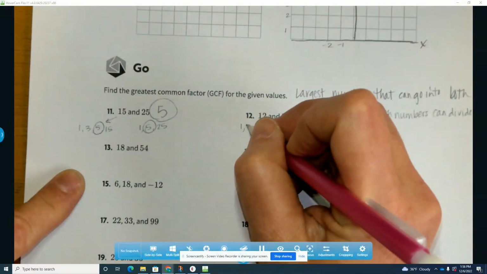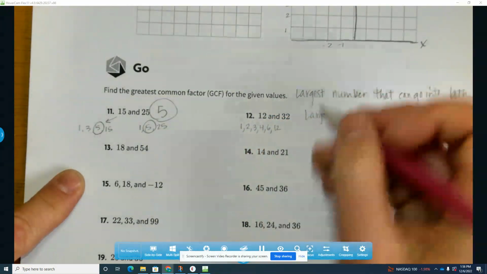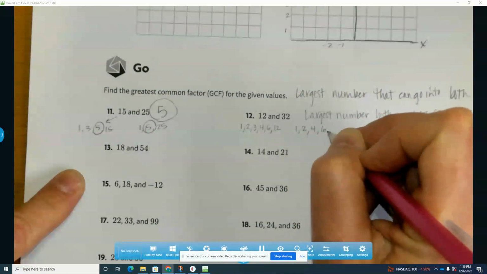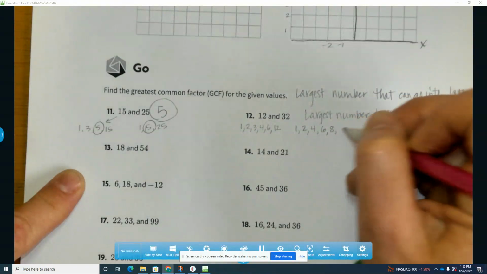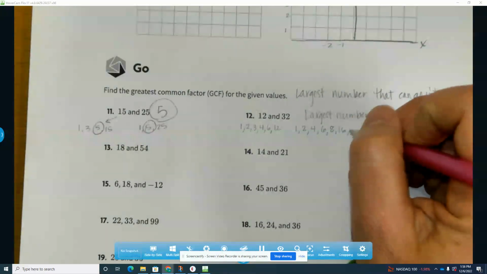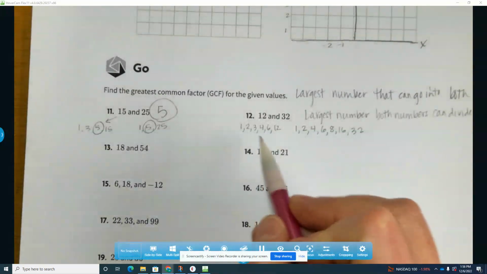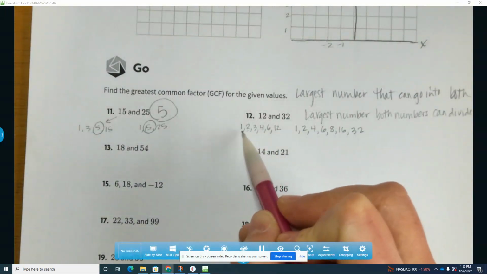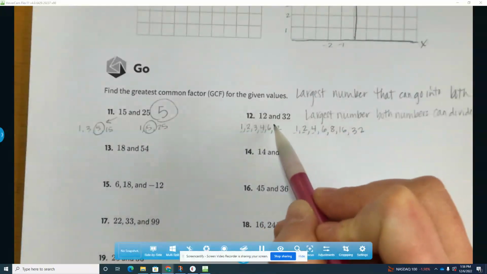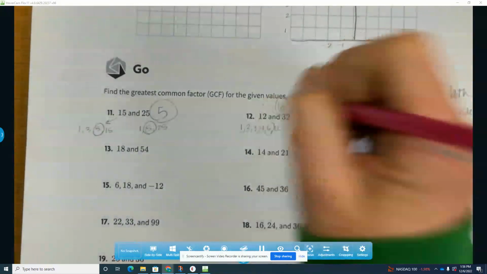12 is divisible by 1, by 2, by 3, by 4, by 6, and by 12. 32 is divisible by 1, by 2, by 4, by 8, and by 16, and by 32. So you find the biggest number that they have in common. There's a few in common here. They share a 1. They both have a 2. They both have a 4. But we're looking for the biggest one that they share. And in this case, it's a 4.